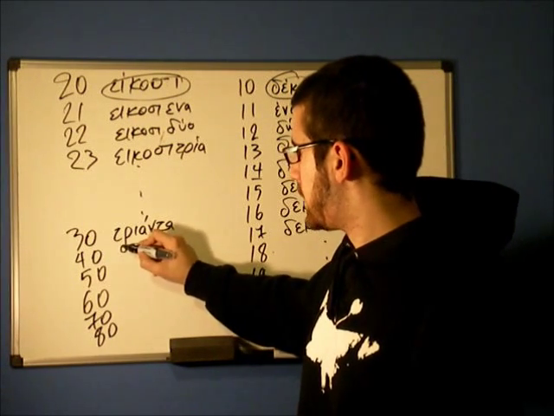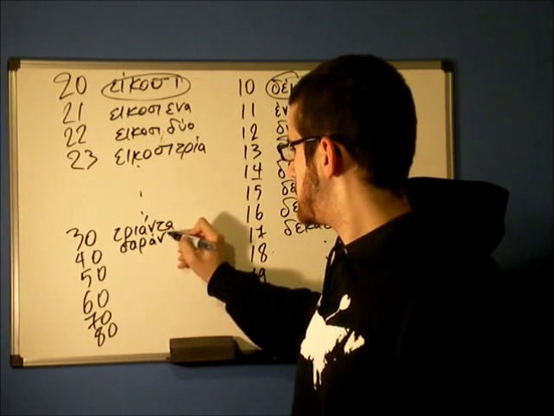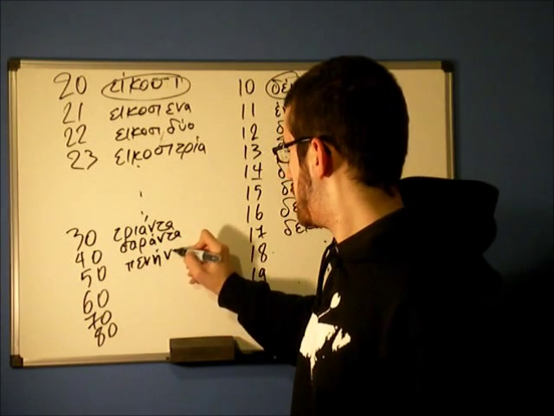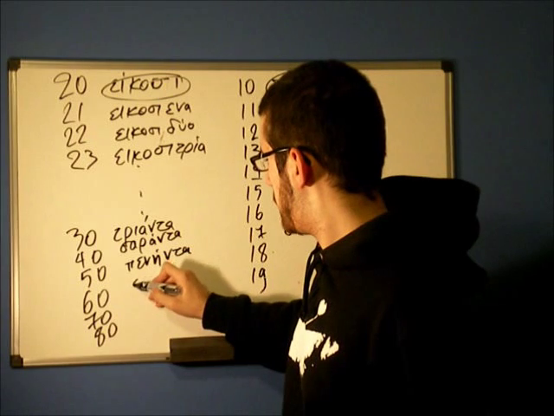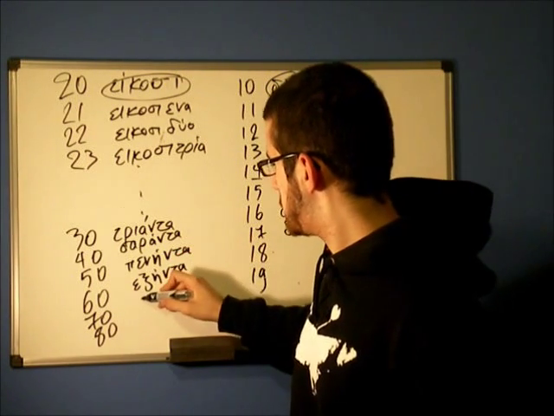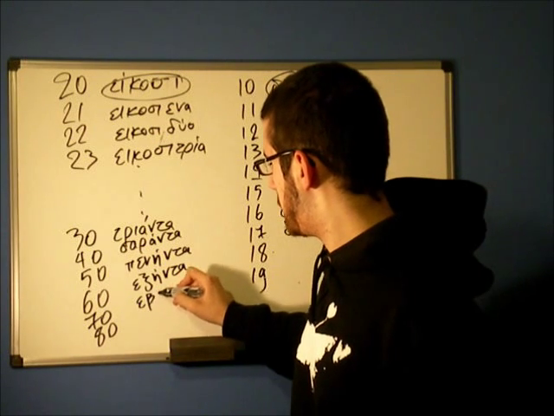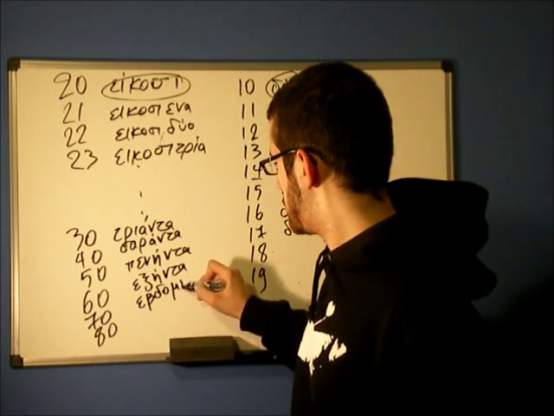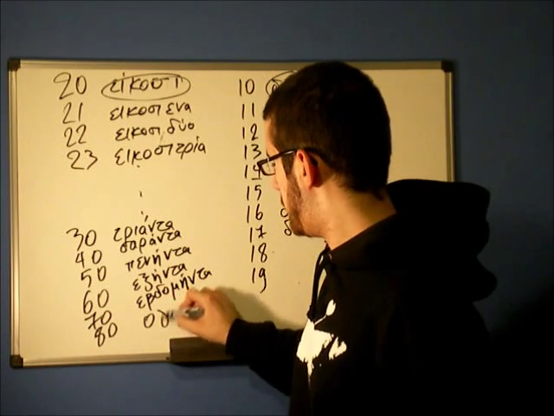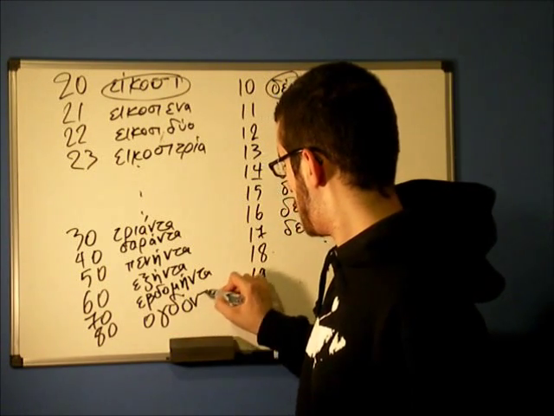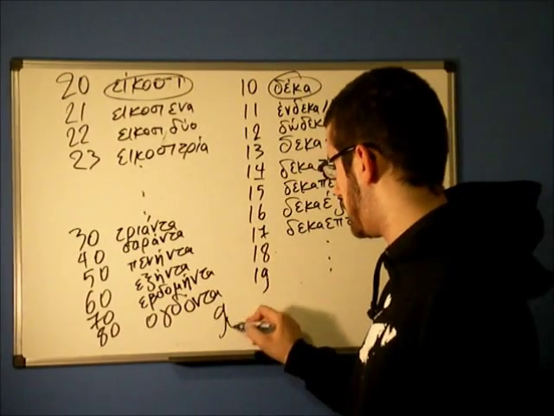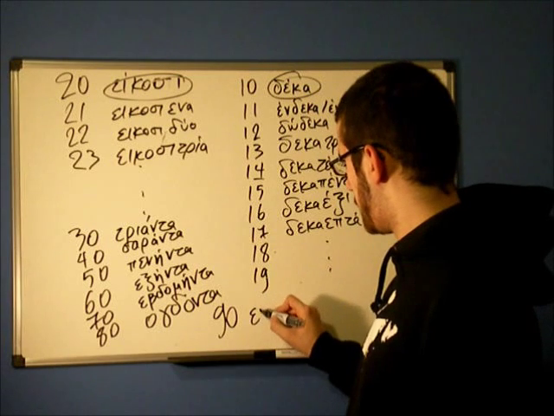This 40 is sarada. 50 is penida. 60 is exida. 70 is evdomida. And 80 is orvoda. Now 90 didn't fit. I'm just going to put it here. 90 enenida.